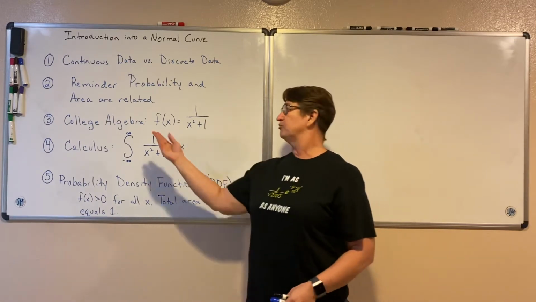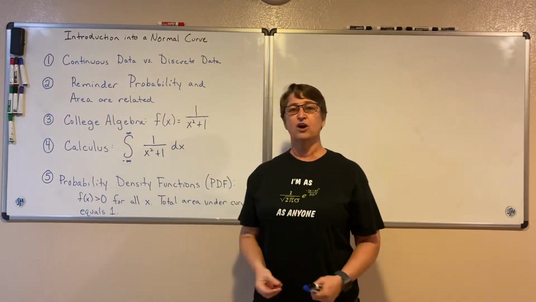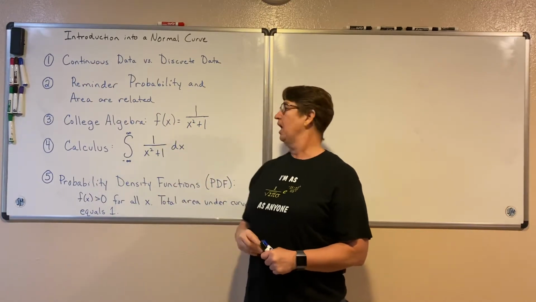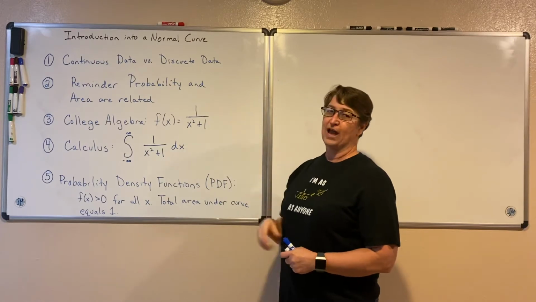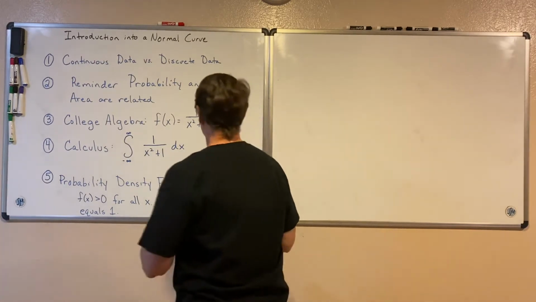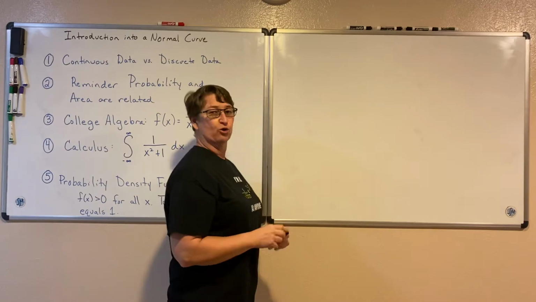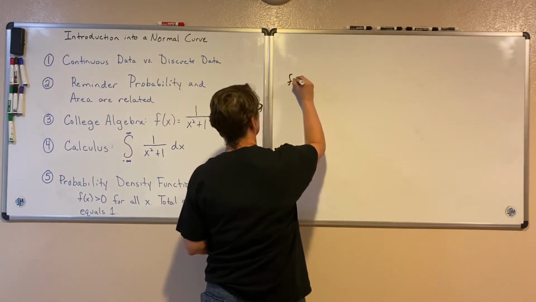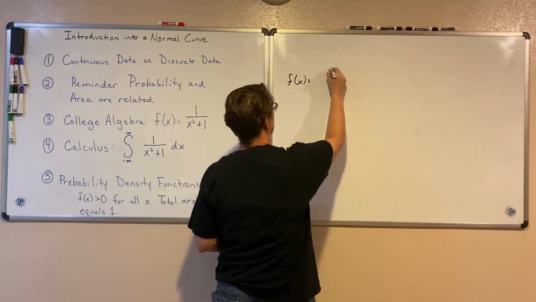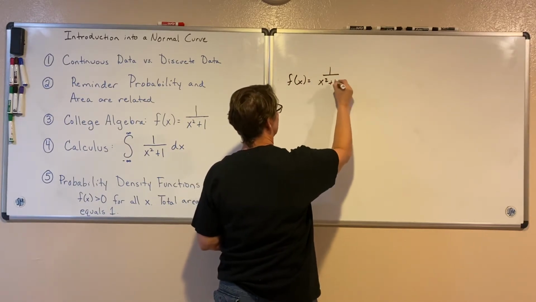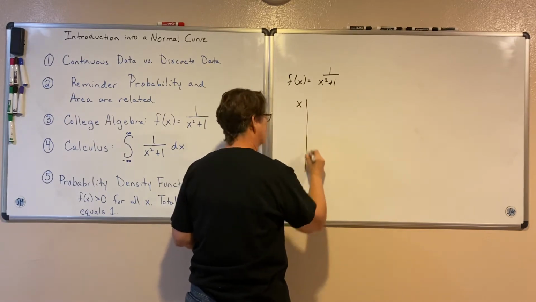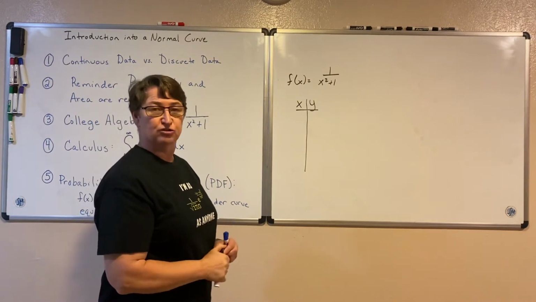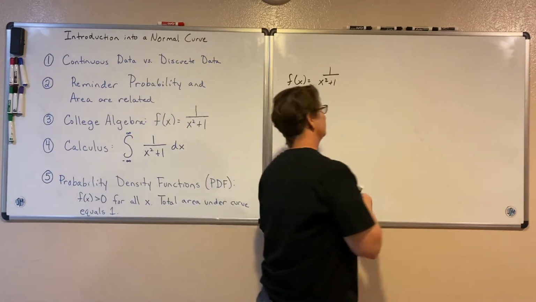Then I want to jump to college algebra for a second instead of statistics. And let's just look at this function where we have 1 over x squared plus 1. And I'm going to graph that function for you. This rational function looks something like this. So let me just graph this function, and I'm just going to make an x and y table to plug in some x values and get out some y's. And let's just look at what this particular function looks like.